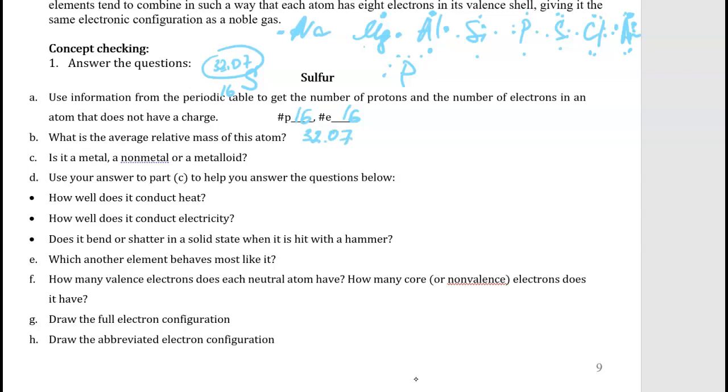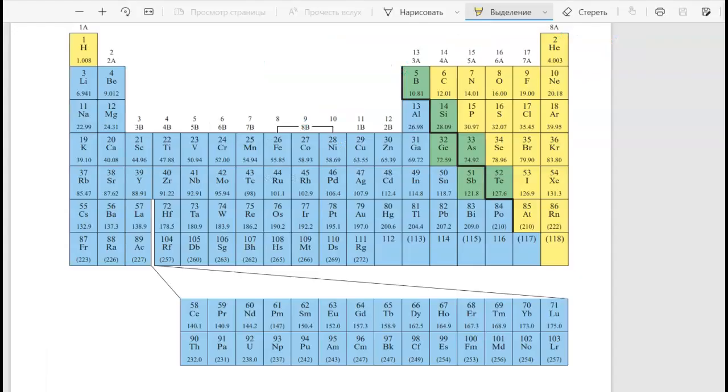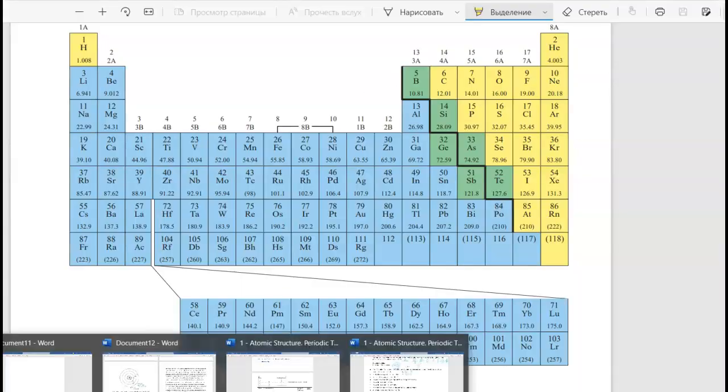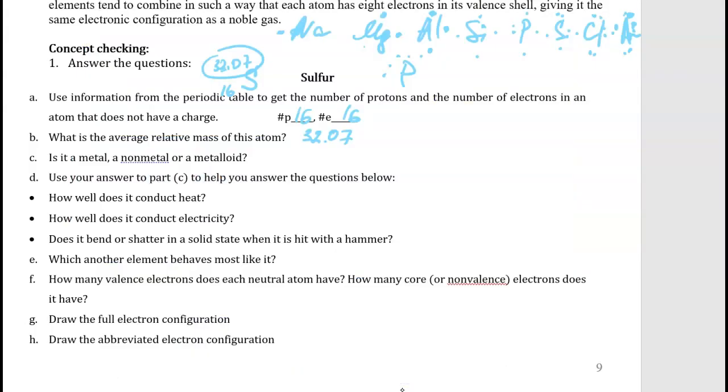Is it a metal, non-metal, or a metalloid? You know that this is a staircase and all elements to the right are non-metals. Sulfur is there, so it is a non-metal. Use your answers to part C to help you answer the questions below, and you will need to remember the properties of metals and non-metals. How well does it conduct heat? It is a non-metal, so not well.